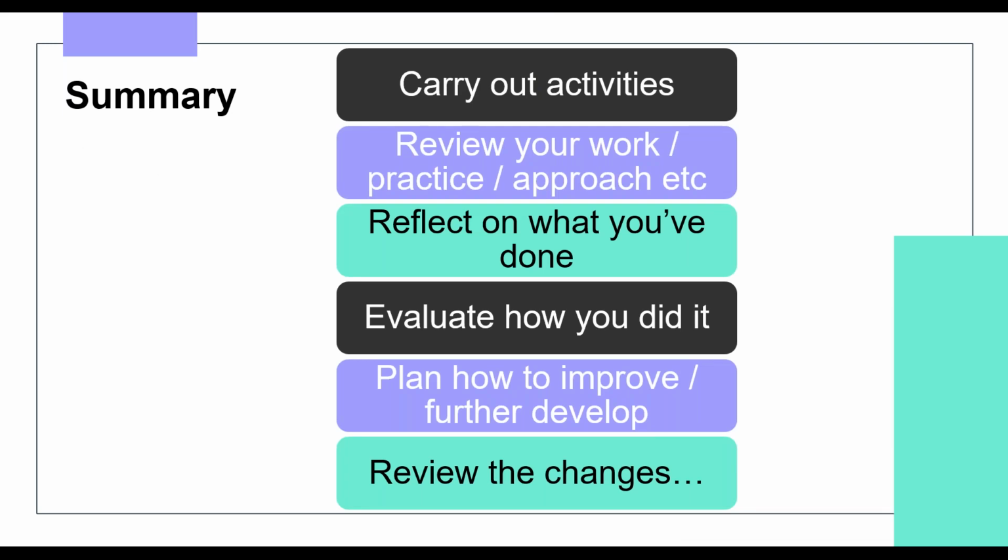So to summarize reflective practice, you would, first of all, carry out an activity. Review what you did and the influence and factors on what you did and how you did them. Then reflect on what you've done and how the activity went. And the important part here is why the event went the way it did. You'll then be able to evaluate and see what you can learn from the experience, which will inform planning how to improve or further develop your practice. And remember that there are always ways in which we can improve.